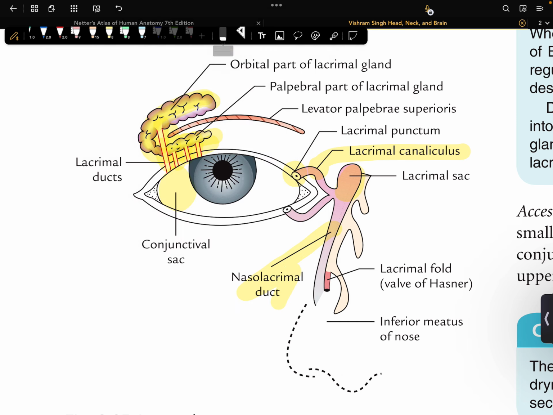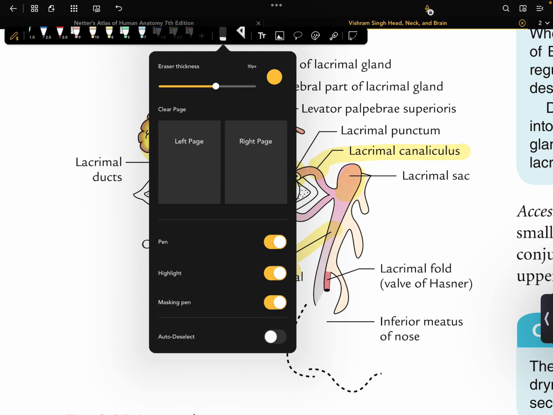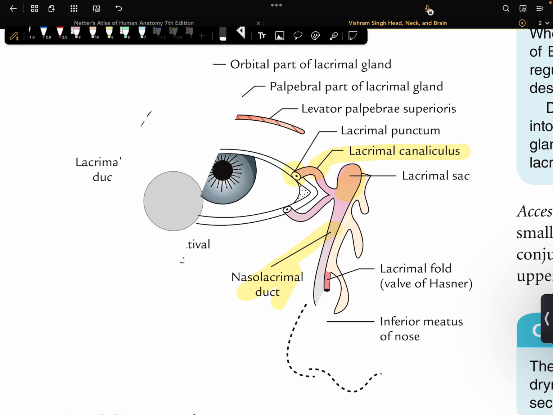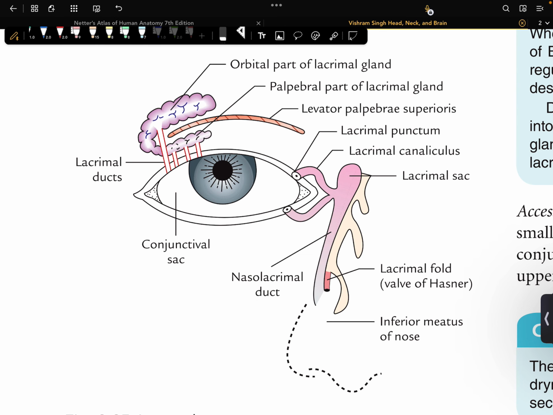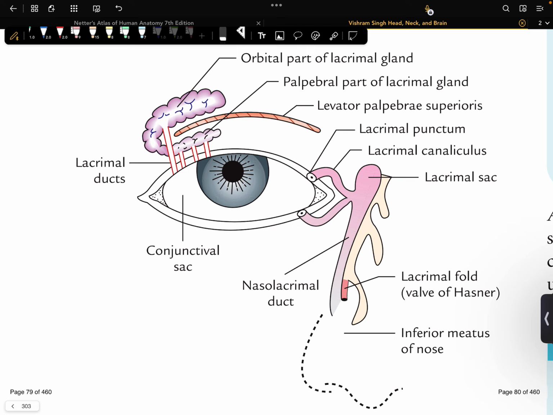These are the contents of the lacrimal apparatus. What are the contents? Lacrimal gland, lacrimal duct, conjunctival sac, lacrimal punctum, lacrimal canaliculi, lacrimal sac, nasolacrimal duct. Okay, in a flow chart you please understand, so it will be very easy for you. So we can say about the lacrimal gland.